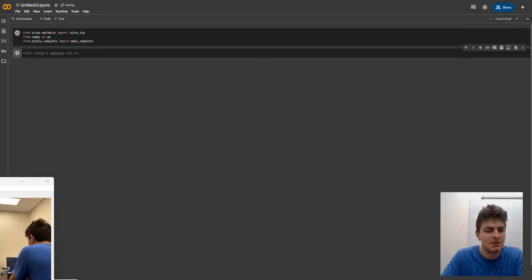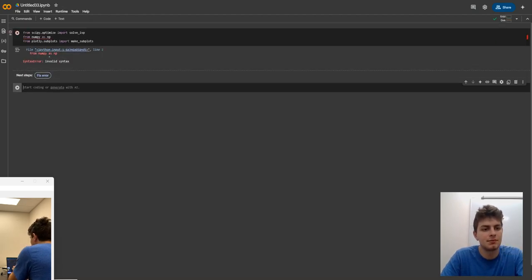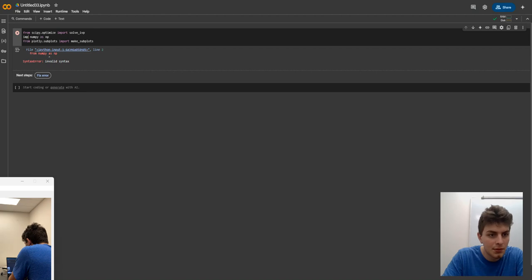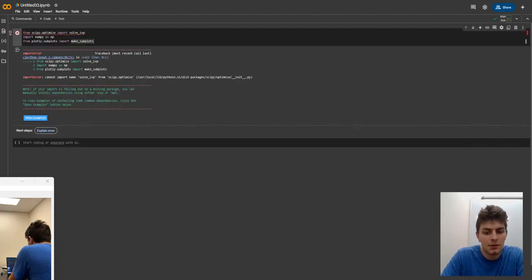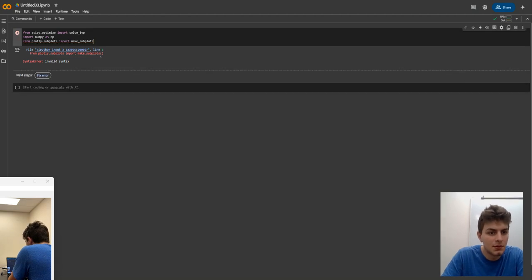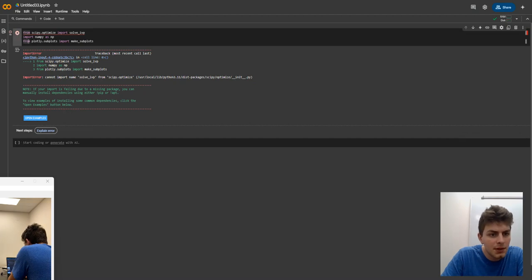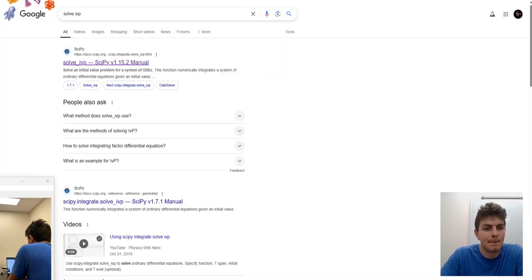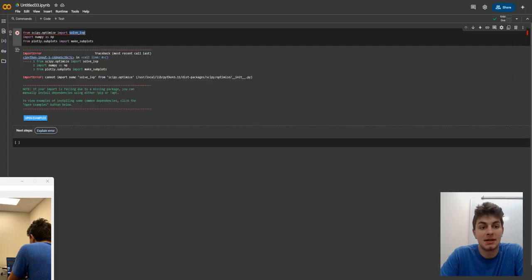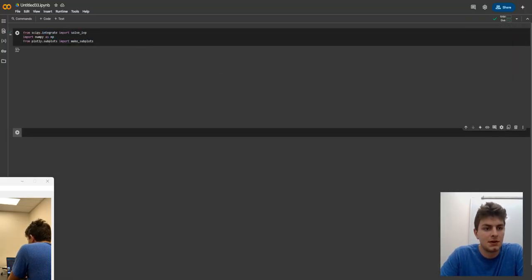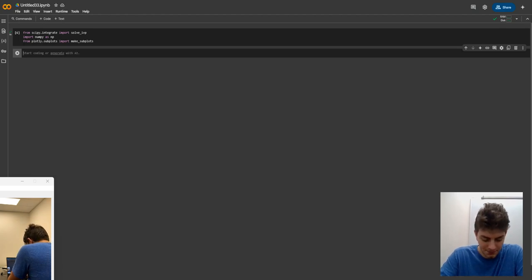I don't think I was supposed to put those there. Oops. Okay, import from plotly.subplots, import make_subplots. Oh, maybe it's not even that. From SciPy.optimize. Okay, where's this function at? Solve IVP. Solve IVP, SciPy.integrate. There we go. All right. Good deal.